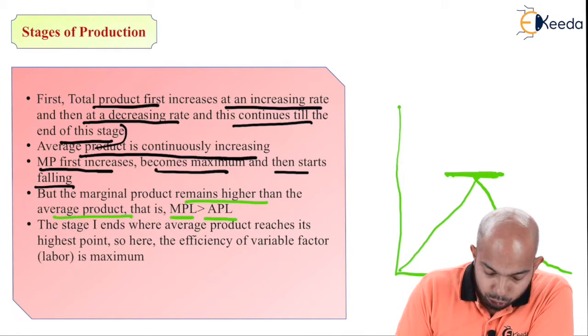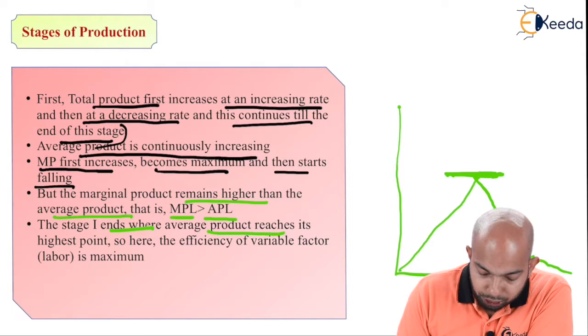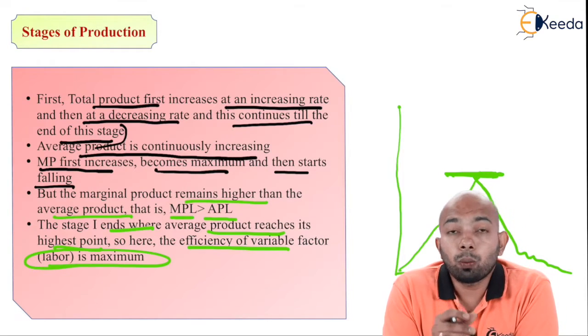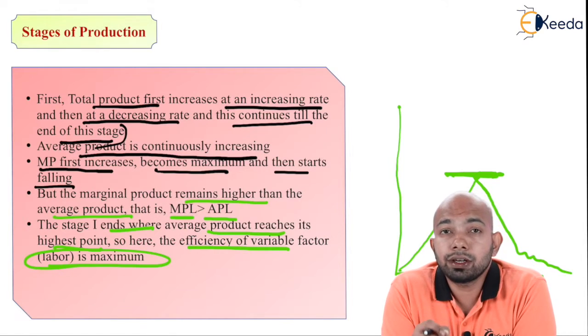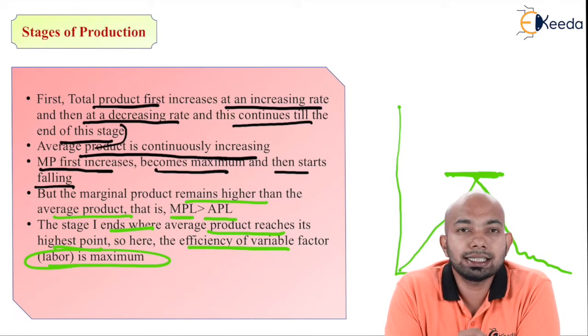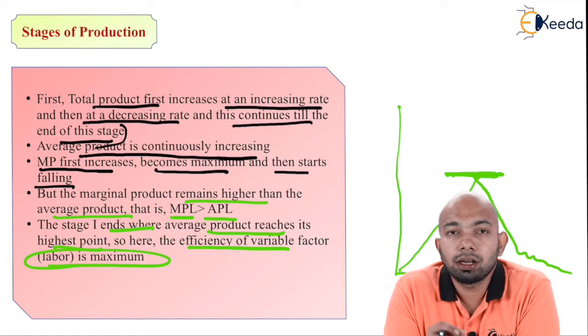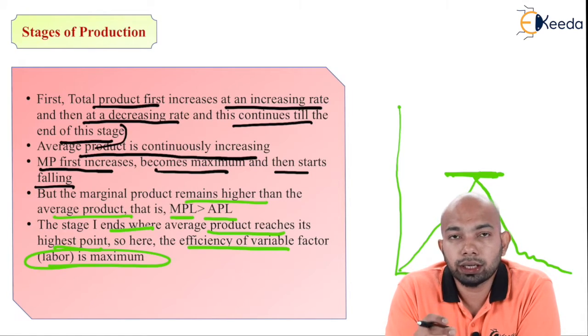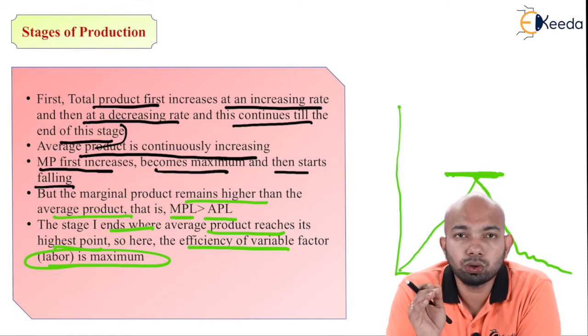Now, stage 1 ends where average product reaches its highest point. So here the efficiency of the variable factor, labor, is maximum. Now, when do you call stage 1 completely closed? When the average product reaches its maximum efficiency. That means the factors are completely exhausted. Labor is completely exhausted. That is when you understand, okay, average productivity is at its peak, and hence there is no looking back. It is going to go down from here.